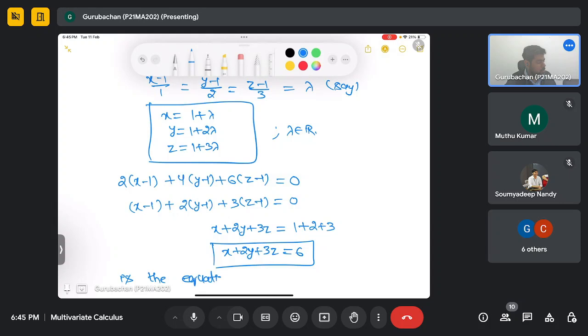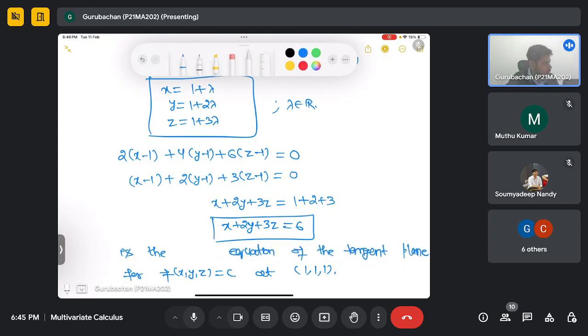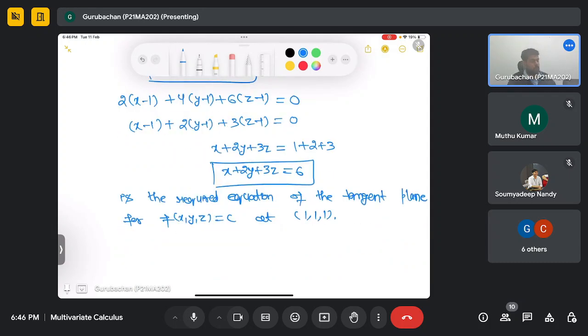is the equation of the tangent plane for f(x, y, z) at (1, 1, 1). Or else, precisely I can write here, this is the required. Okay, so let us move to the next question, that is question number 5.